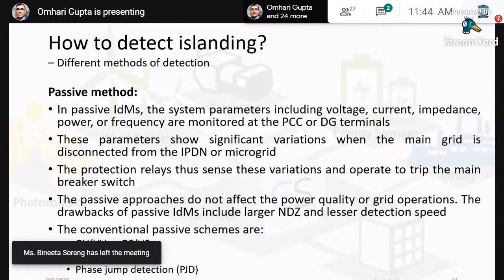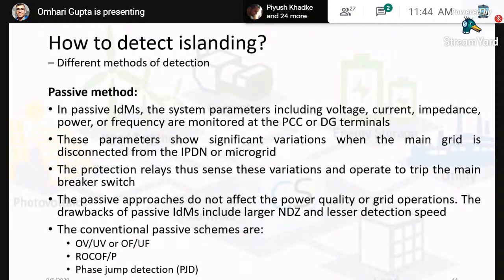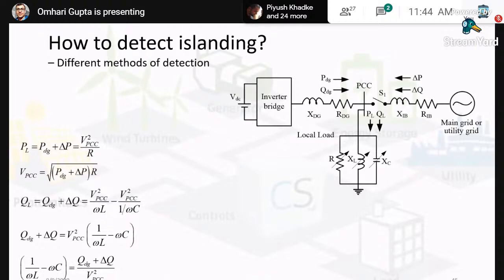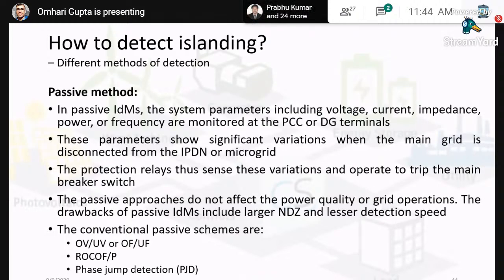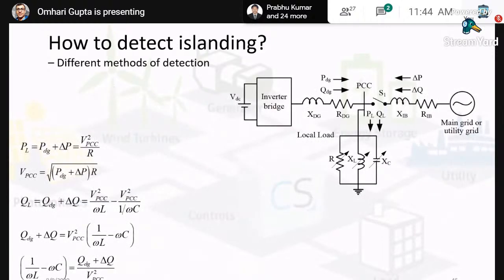Phase jump detection is another passive method. Now, how does it actually work? Why can you say that the voltage at the PCC will deviate? Consider an inverter-based distributed generation, where there is a source of energy and an inverter, and it is connected to the system.